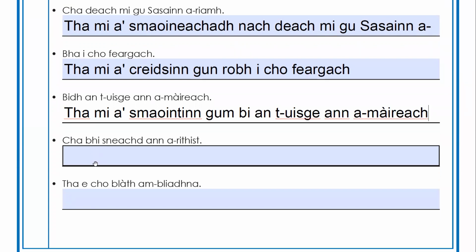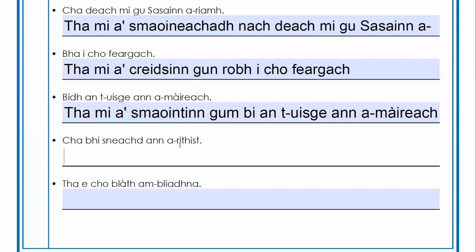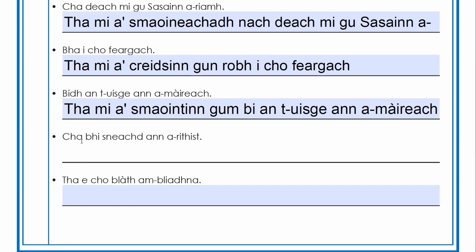Ga bhí sneach ann a dhíost, if global warming keeps up. There won't be snow again. Ha mi a gra. So ga bhí, won't be, negative. Future. It's negative, it must be nach. And because it's negative, this is already the dependent form, so nach be. Nach doesn't want out the be. Sneach ann a dhíost.